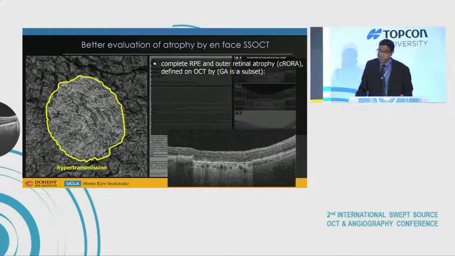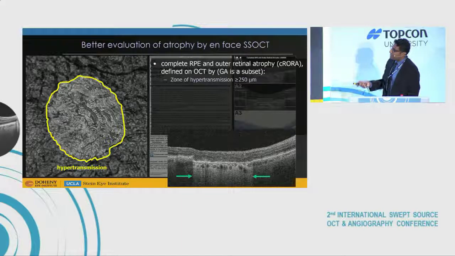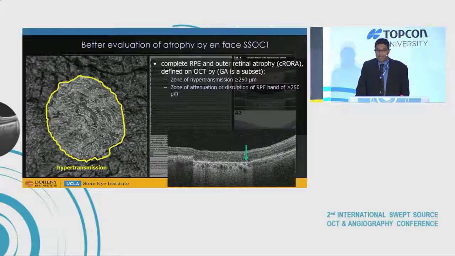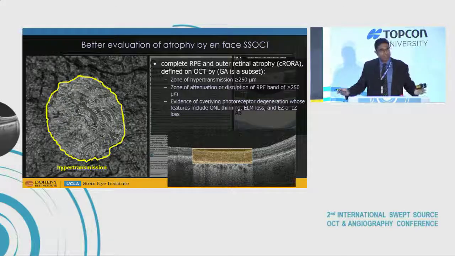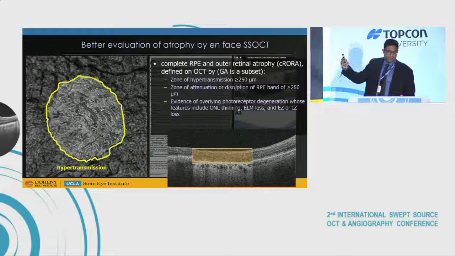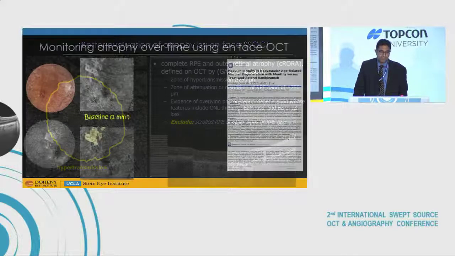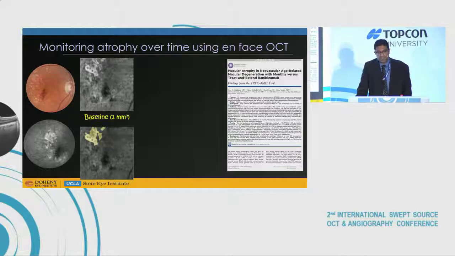But in any event, it was defined by, in particular, the zone of hypertransmission, which again is really easily revealed on en face OCT, as well as by observing attenuation or disruption of the RPE band, but also having evidence of overlying photoreceptor degeneration. So you have these three features. Again, this was just published in Ophthalmology, and if you don't have evidence of an RPE tear, then you can make the diagnosis of atrophy.